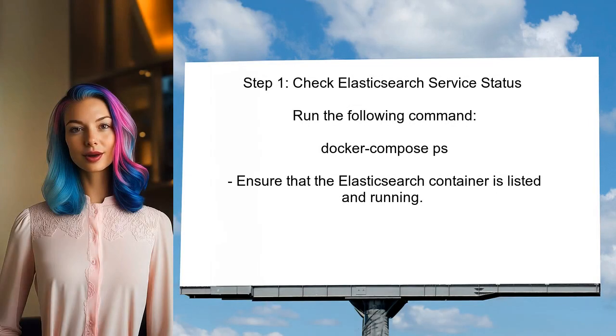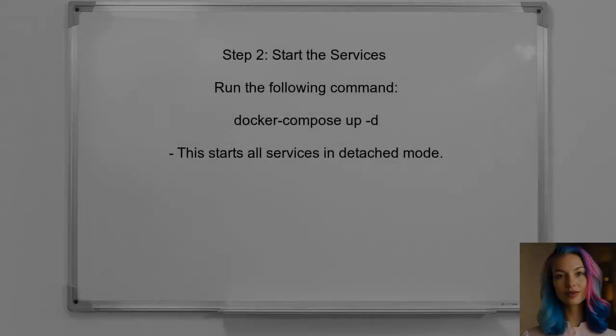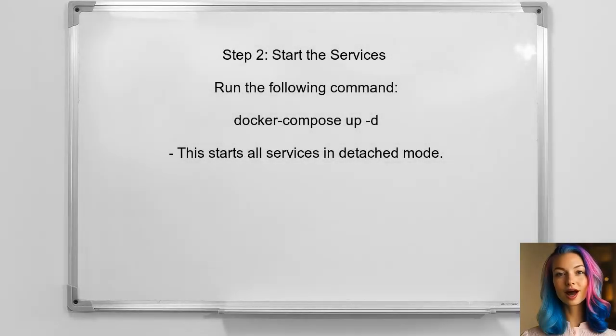To resolve the connection issue with Elasticsearch, the user should first check if the Elasticsearch service is running properly. This can be done by executing the command to view the status of the Docker containers. If the Elasticsearch service is not running, the user should start it using the Docker Compose command. This will ensure that all services defined in the Docker Compose.yml file are up and running.